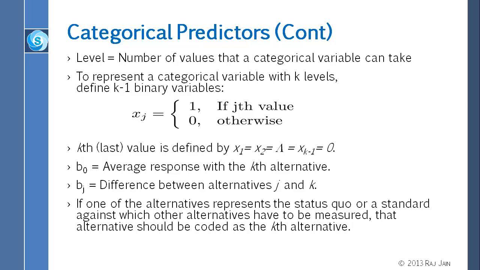Right? Because as you notice, B0 was the standard, and everybody else we measured as B0 plus B1, B0 plus B2, B0 plus B3. So B1, B2, B3 are the increments over the standard.